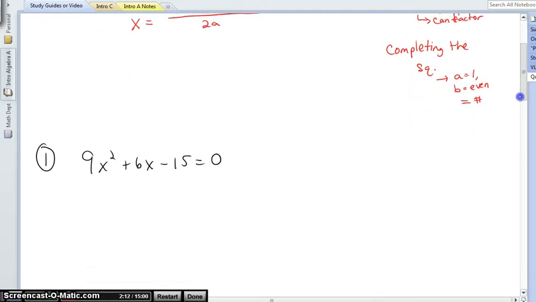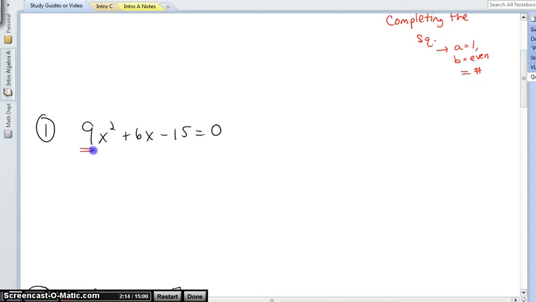So here I've got some large numbers. A is a big number, B is an even number, but it's still a large number, and C is a large number. My overall equation is equal to 0. This makes it a good candidate for the quadratic formula, because I don't really want to multiply A times C and find factors that add up to 6. So I'm going to go ahead and just use the quadratic formula. A equals 9, B equals 6, C equals negative 15. I'm going to write out A equals, B equals, and C equals every time. I'm also going to write out the quadratic formula every time.